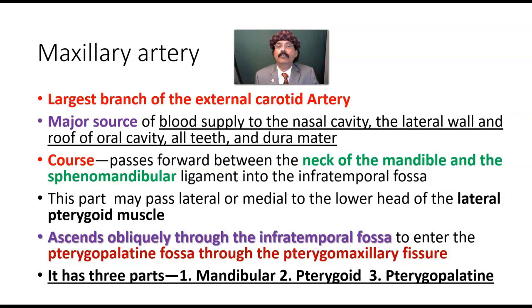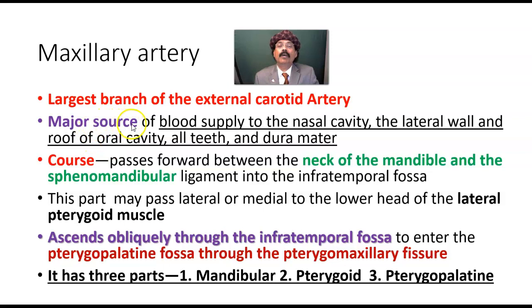Today I will discuss the course and branches of the maxillary artery. The maxillary artery is the largest branch of the external carotid artery, and it is also one of the two terminal branches of the external carotid artery. We know that the external carotid artery terminates near the neck of the mandible in the substance of the parotid gland into two branches: the maxillary artery and the superficial temporal artery.